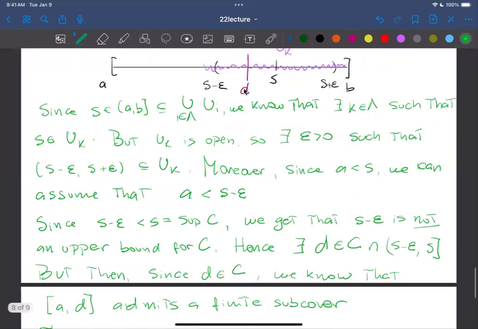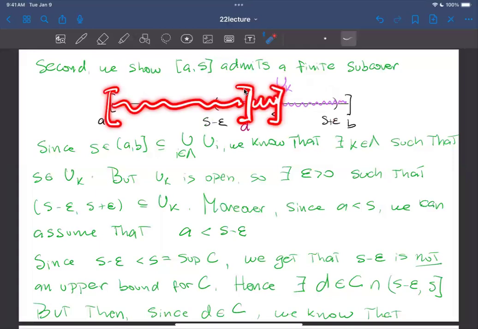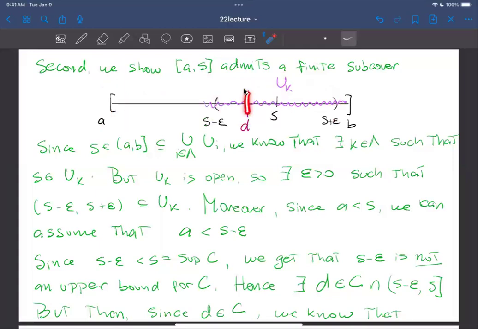So here's the picture again. What we're doing in the picture is, we want to assume that all the way through S, you admit a finite subcover. The very important hint is S lives in some U_K, and then that U_K will contain an entire bunch because it's open. Now, there needs to be something here in your set C, because this guy is smaller than the smallest upper bound. And if you live here and in C, then this guy admits a finite subcover, and then also this entire thing admits a finite subcover because we have an extra one.